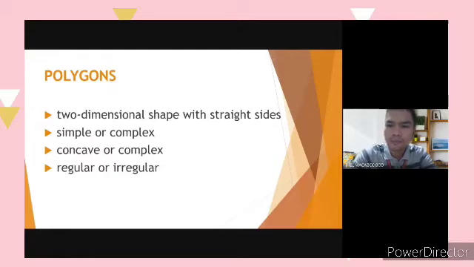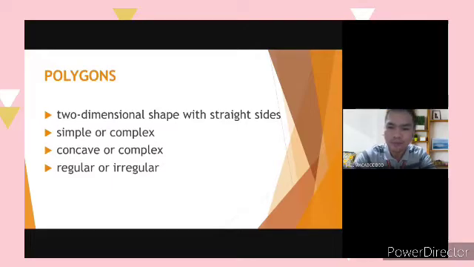First, we have the polygons. A polygon is a two-dimensional shape with straight sides. It can either be simple or complex. A simple polygon has only one boundary and never crosses over itself, while a complex polygon intersects itself.